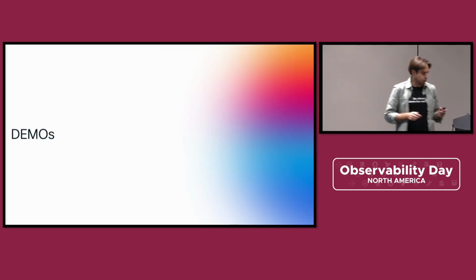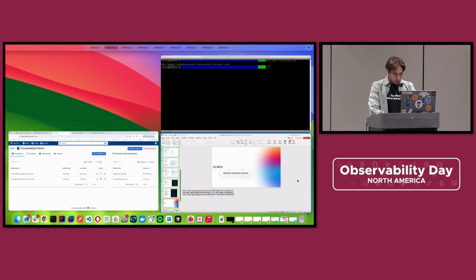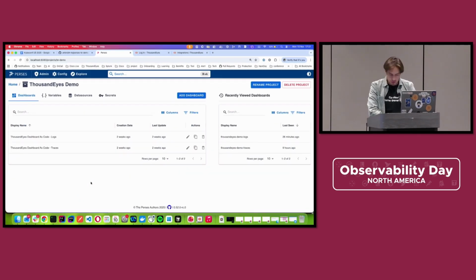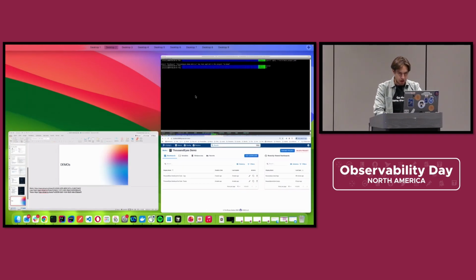So let's now move to the demo, which people like a lot. We have here, let me see if you can see well, Perses running locally on Docker, and we have a dashboard for logs and another one for traces. Super simple. Let's add now one for metrics.